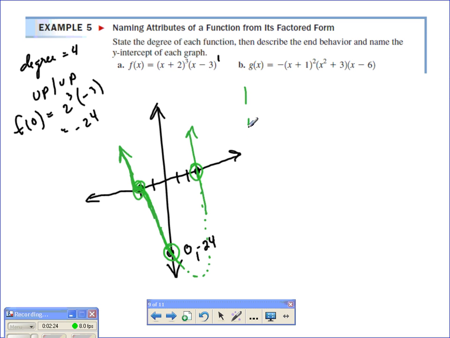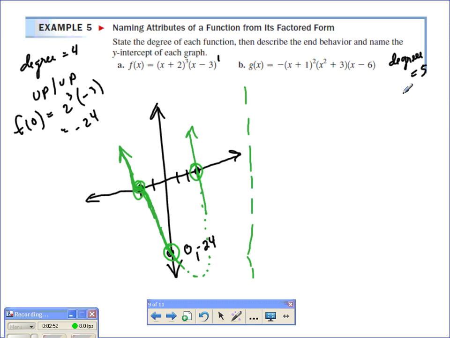For g of x, you can go back to black here. First thing is do the degree. So we have 2. This is a quadratic that's irreducible because it has complex factors, but there's still a degree of 2 there. So 2 plus 2, 4, plus 1 is 5. So the degree is 5.